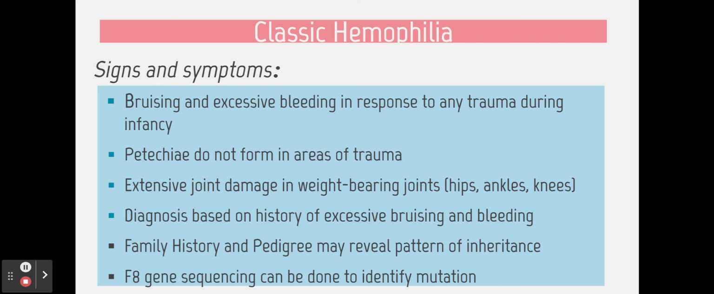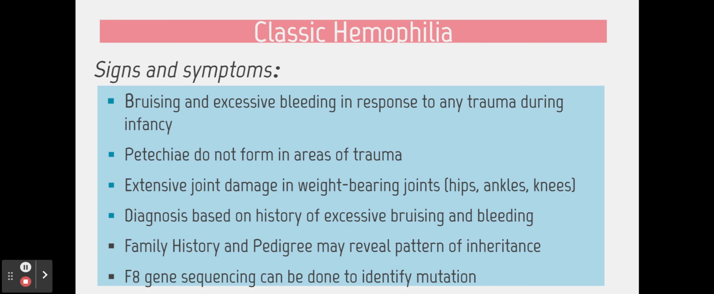Interestingly enough, you don't get petechiae in areas of trauma. You can get extensive joint damage because there's bleeding into the weight-bearing joints. The stress that's on the joints from normal activity sometimes causes little micro tears. If there's bleeding into them, it will damage the joint. You'll have a family history of excessive bruising and bleeding in some cases, but definitely an individual history.